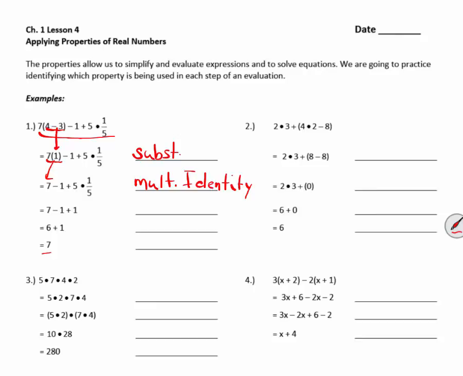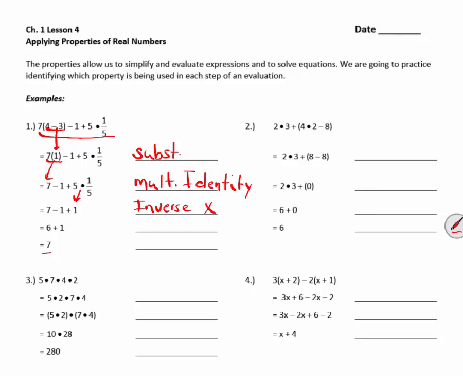Then we did 5 times 1/5 and we got an answer of 1. Well, 5 and 1/5 are reciprocals or inverses of each other, which means this is the inverse property for multiplication. I'm going to use an X for multiplication.